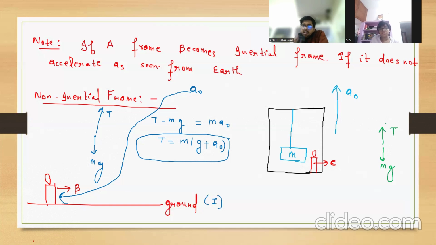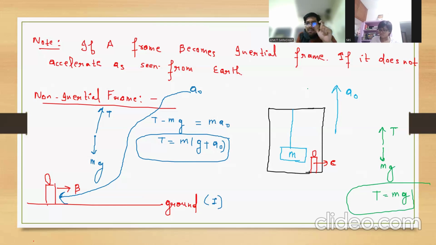Now, my question is that when you are inside the lift, according to you, do you see this block is accelerating? No, sir. Very good. According to you, this block is at rest. Then what you will say? Tension is equal to mg. This block's net acceleration will be 0. It is at rest. T is equal to mg. But here you are getting T is equal to mg plus a naught. Now who is correct? Tension will not be the same because the string is same.